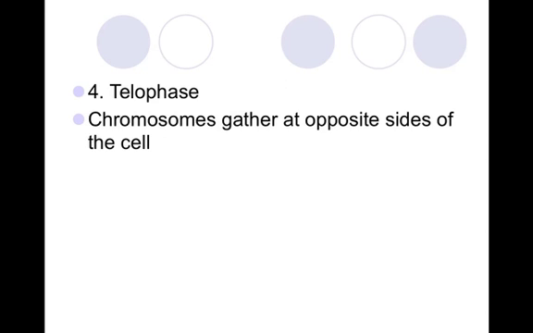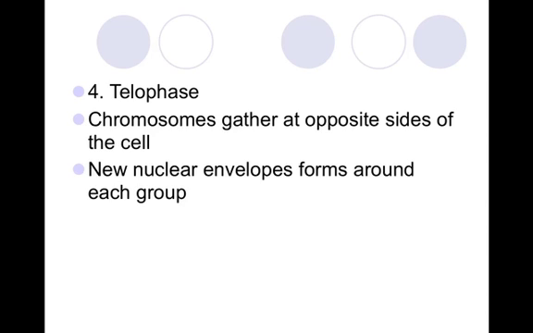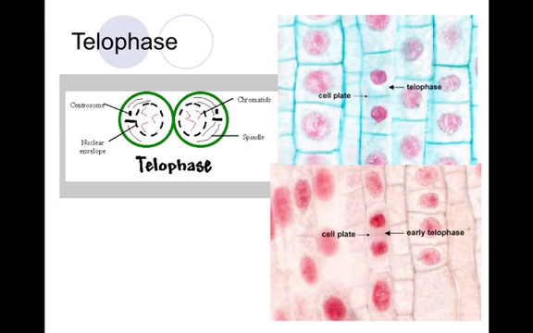The chromosomes are going to gather at the opposite ends or sides of the cell, and this is also near the end of cell division. The new nuclear membranes start to form around each group, so I kind of have the big cell with the two new nuclei in them, kind of like when we had the big cell membrane out on the floor when we did our activity with our pool noodles. And this is what it looks like here.